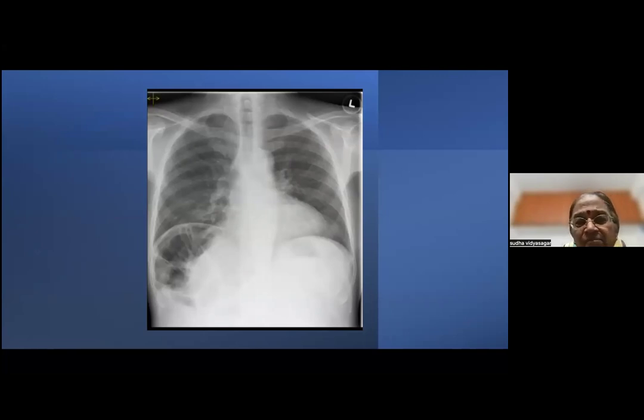What is this? Anybody? Why is nobody answering this? This is a Chilaiditi sign, right? It's interposition of the colon between the liver and the diaphragm. It's a Chilaiditi sign that you see here. Don't go and call it perforation. You can see the haustrations of the colon there.